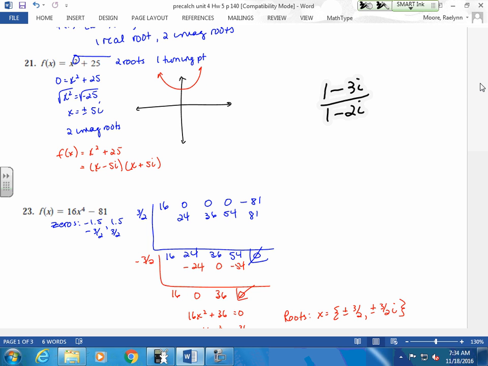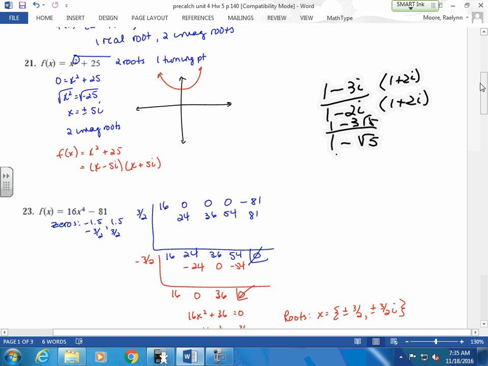If this was a radical in your denominator, you would multiply by its conjugate, right? So you would do the same thing here, multiply top and bottom by its conjugate. Okay, as long as you did stuff with i's, we're good. So let's move on here.